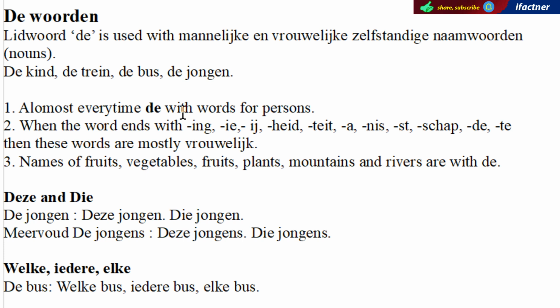Okay, now some tips. When do we use de with the naamwoorden? We use de almost every time with words for persons. It's almost every time. For example, de man, de vrouw, which is for woman, de jongen, which is for a boy.